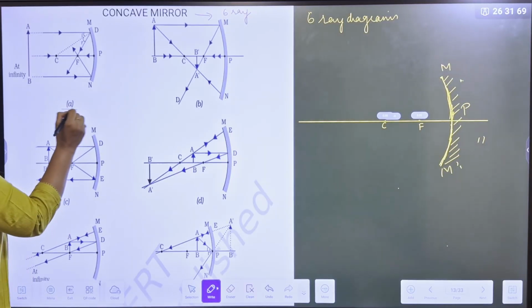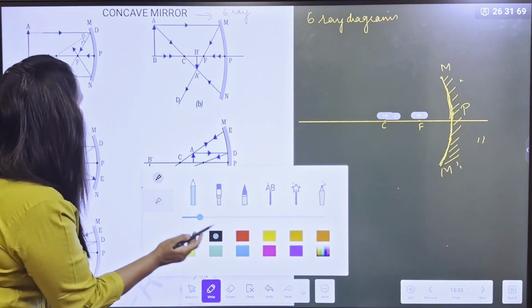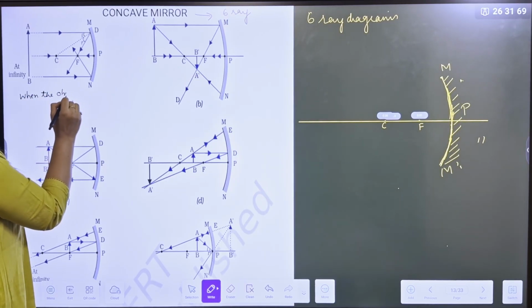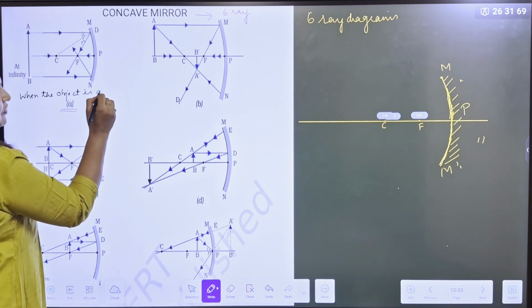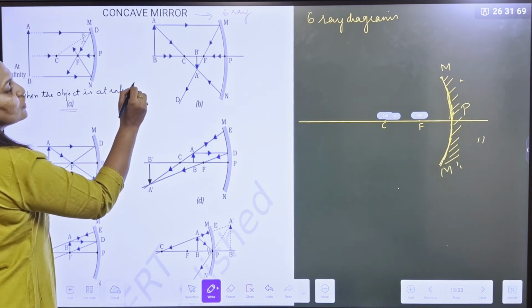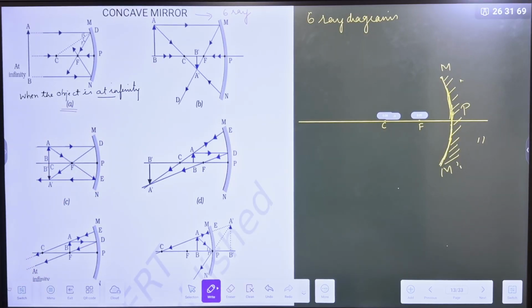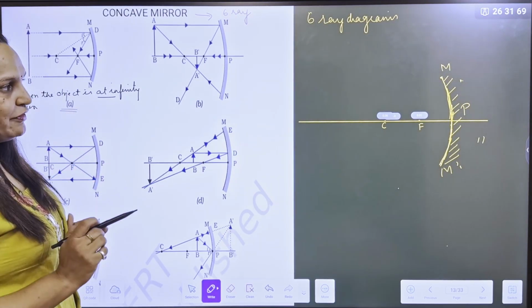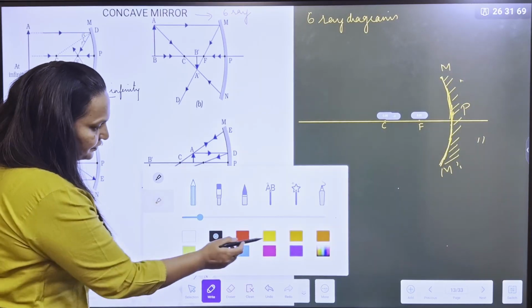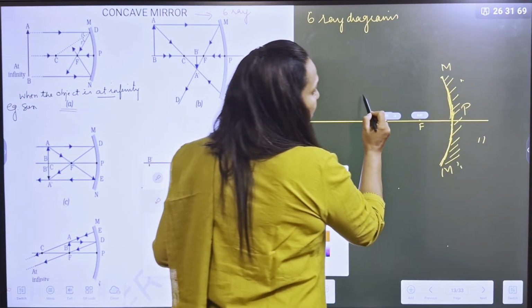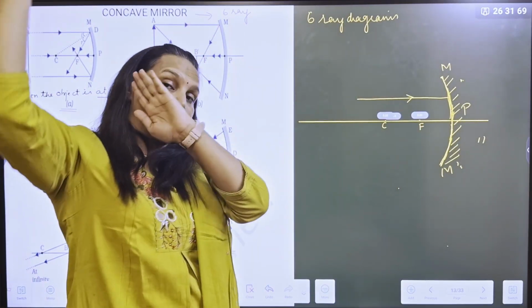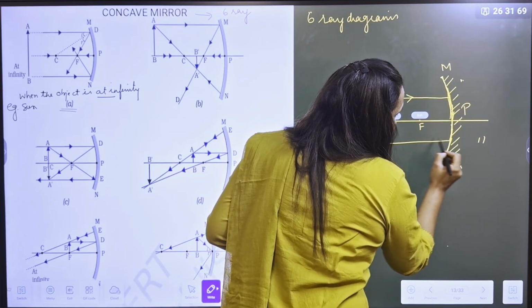When the object is at infinity. What is the position of the object? Object is at infinity, means your object distance is very far. Your object is very, very far. Example, sun. Understood? So when I talk about infinity, how do the rays come? Rays come parallel to the principal axis. We don't show any object, no need of object because the object is very far, and the second ray is coming parallel.